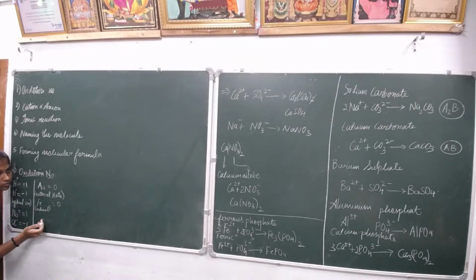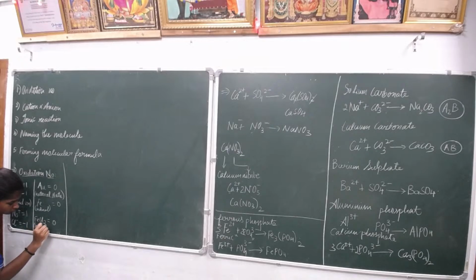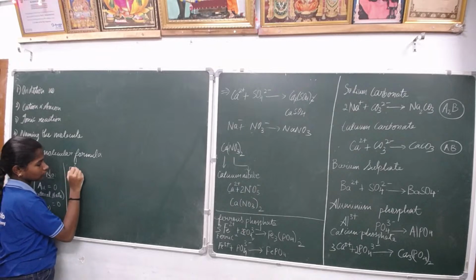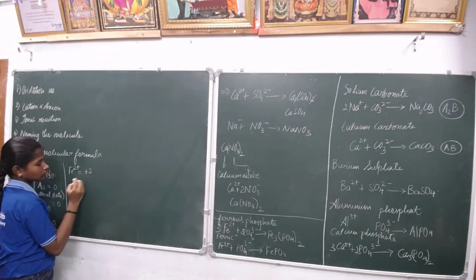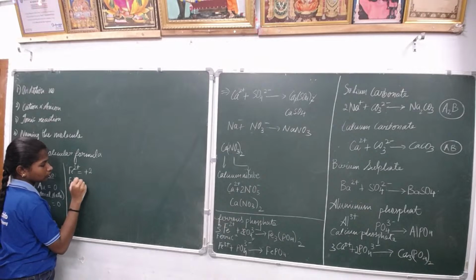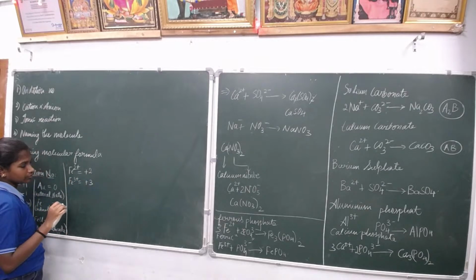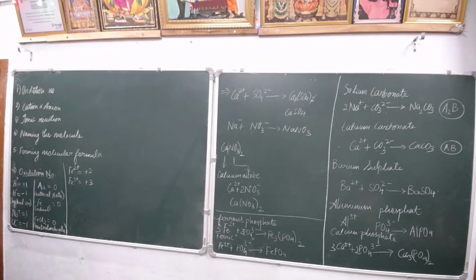Neutral molecule, 0. In case it is Fe2+, then you have to mention plus 2 as the oxidation state. If you put Fe3+, then you have to say plus 3 is the oxidation state. So by knowing the familiar oxidation numbers, you can find out the unknown oxidation state by algebraic sum.